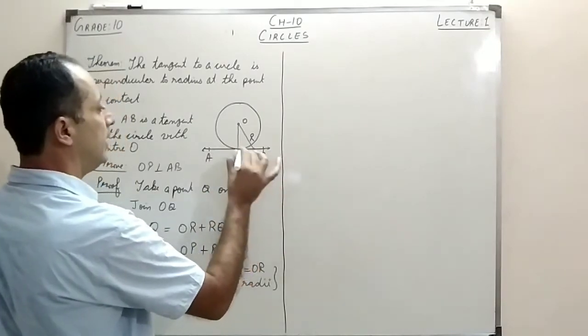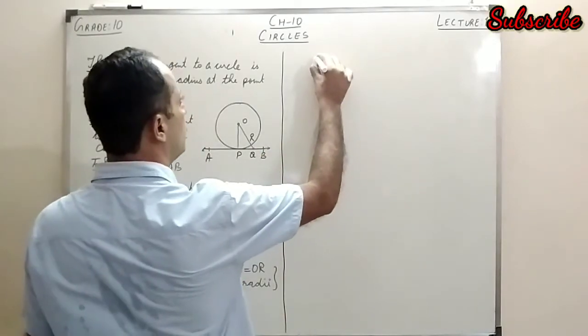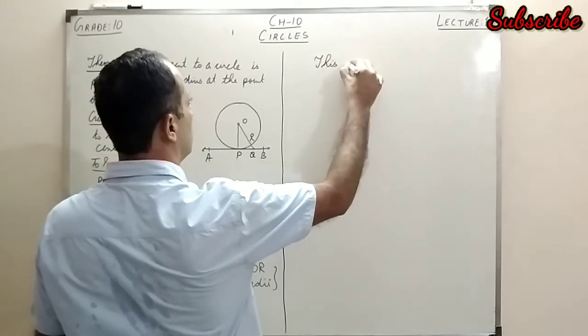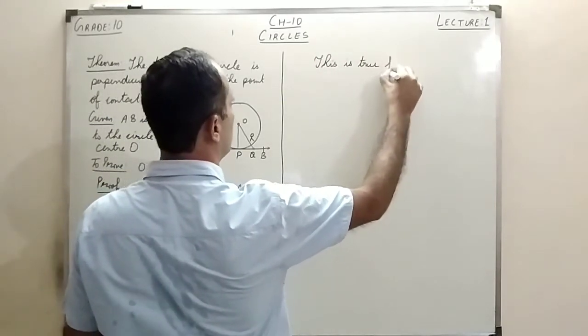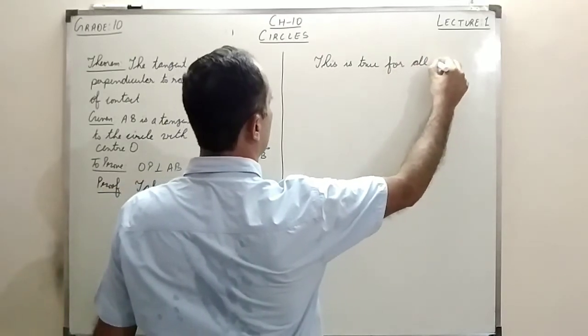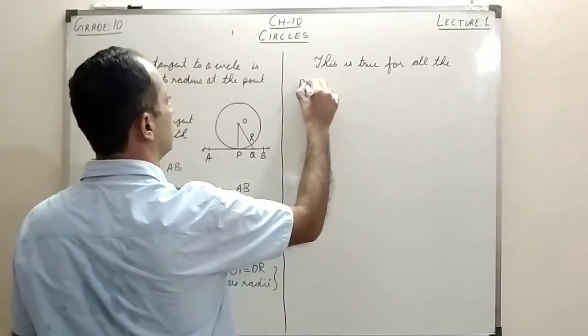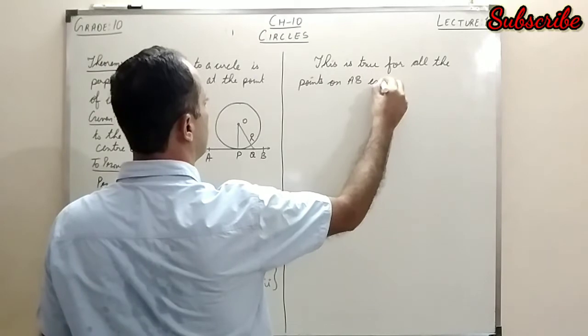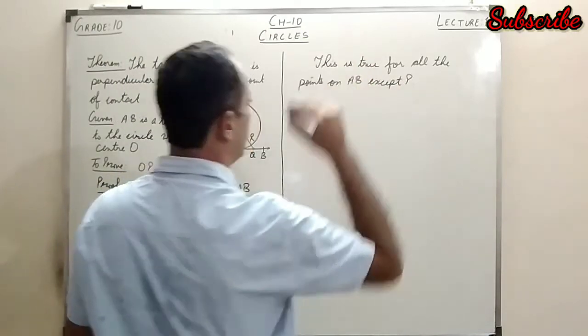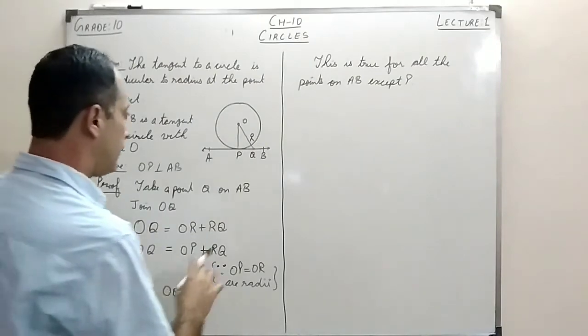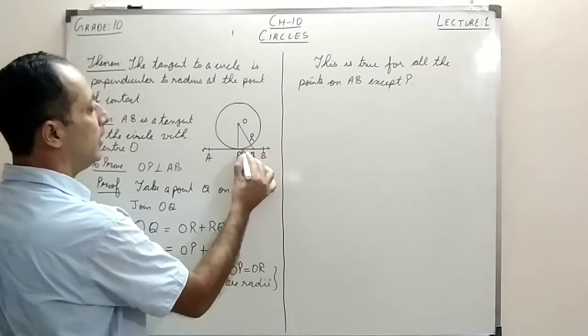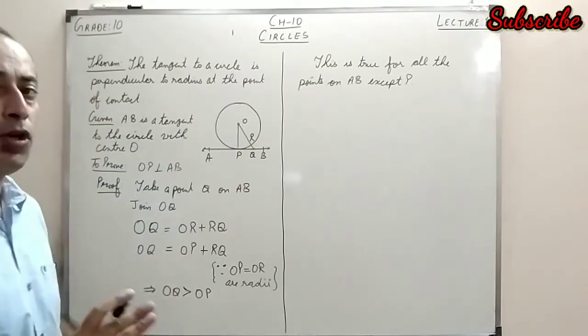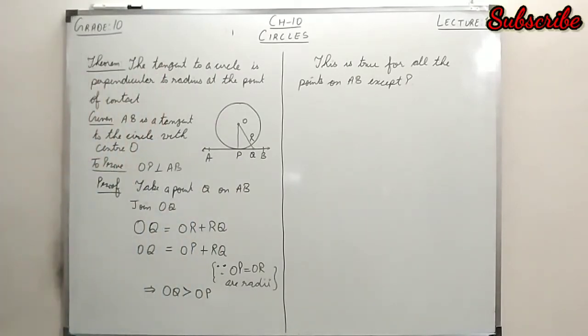Now, if I take this point Q anywhere on this line except the point P, this is true for all the points on AB except P. Q is not coinciding with P, so this will be true. If I take a Q point anywhere, it will always be greater than OP.